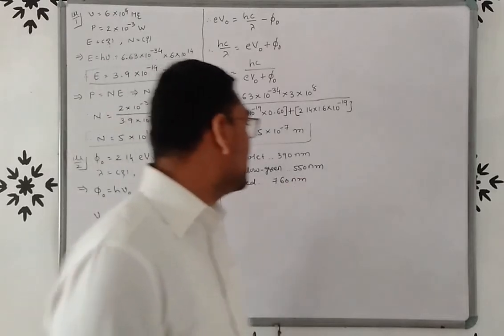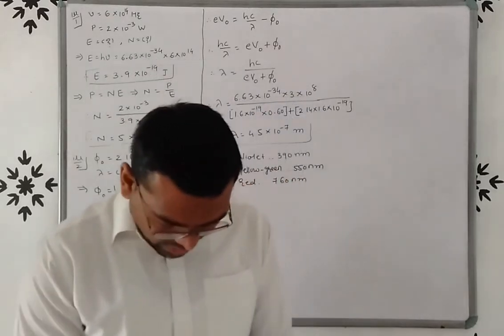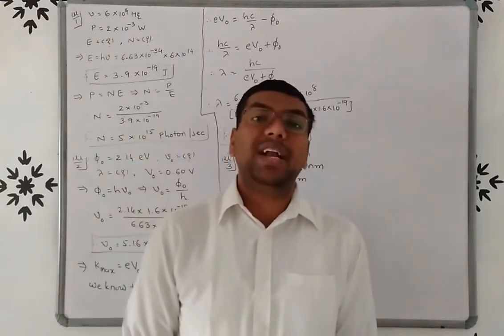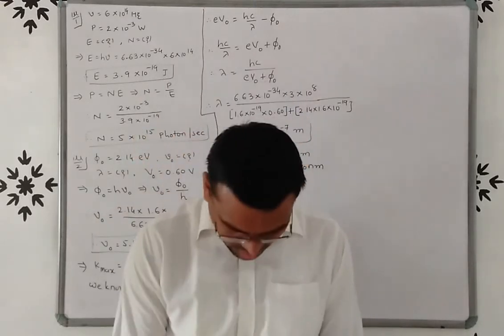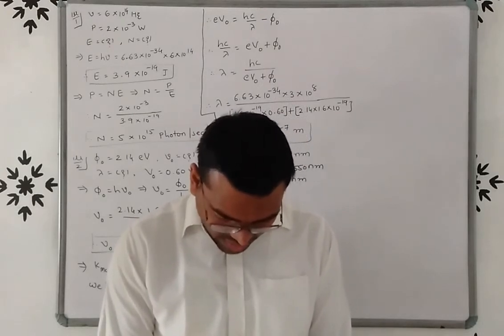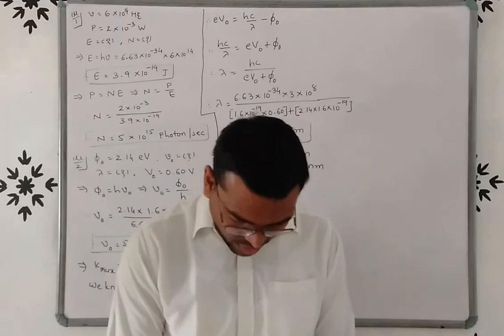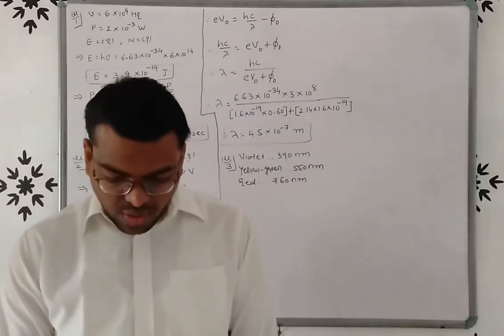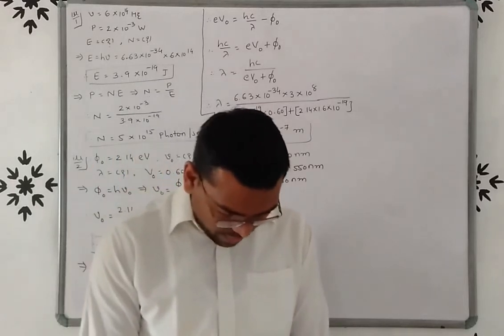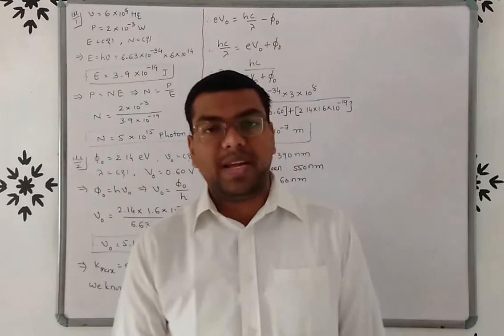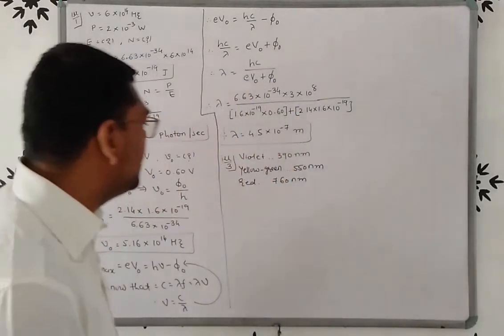In the first case we have to find out the energies of photon in electron volt at violet, at average wavelength for yellow green color, and for red end. Take h as 6.63 into 10 raised to minus 34 joule second, and 1 eV as 1.6 into 10 raised to minus 19 joule. We already know that.